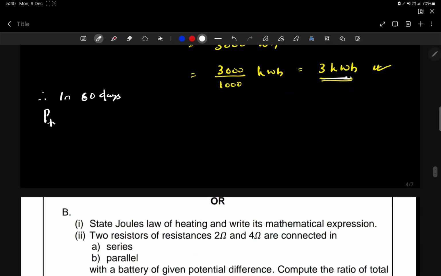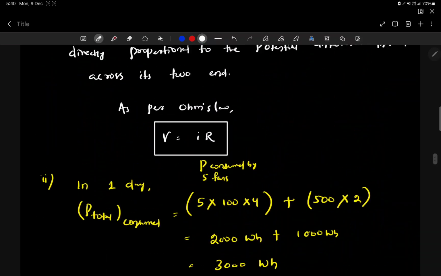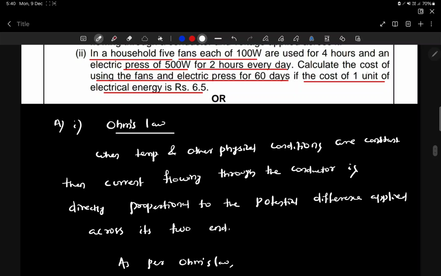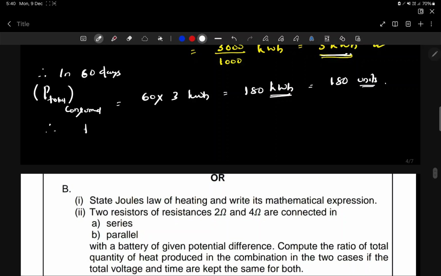The P total consumed will be 60 into 3 kilowatt hour, equal to 180 kWh. 1 kilowatt hour is called 1 unit. So 180 kilowatt hour means 180 units. So as per the given question, cost of 1 unit of electrical energy is 6.5. So total cost now we can calculate. Thus total cost is equal to 180 into cost of 1 unit, that is 6.5 rupees. So if you calculate, it will be 1170 rupees.